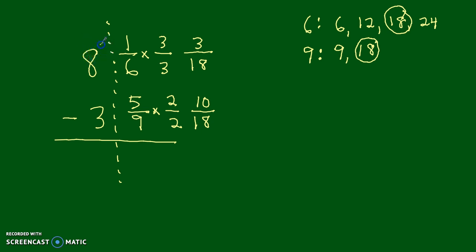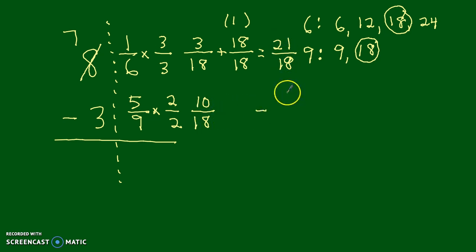So now I have to come over and grab one of my wholes, and I'm going to bring that 1 whole and bring it to this side. I'm going to look at the denominator, which is 18. So I'm going to add 18 eighteenths, and I will get 21 eighteenths. Now I can subtract my 10 eighteenths from my 21 eighteenths, and I get 11 eighteenths.